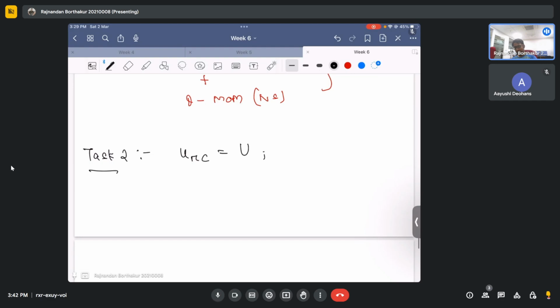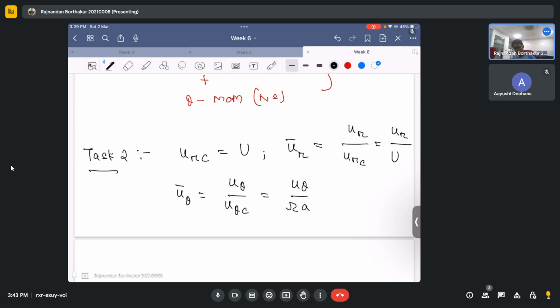Now if I define a non-dimensional, let's say UR bar, as we have done in the previous class, UR bar would be the dimensional UR divided by URC, which means it would be UR by U. Similarly, U theta bar would be the dimensional U theta divided by U theta C, and U theta C is just omega A.